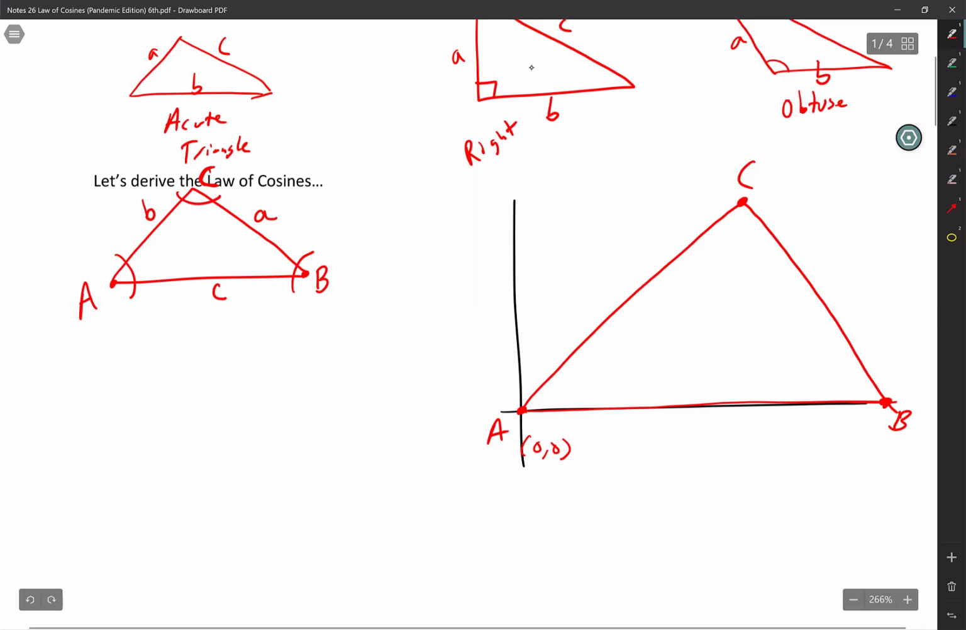The B is located at a coordinate. We don't know that coordinate yet. The C is some x comma y, and I should put a subscript, but I'm not. I'm just going to say that's just some x comma y.